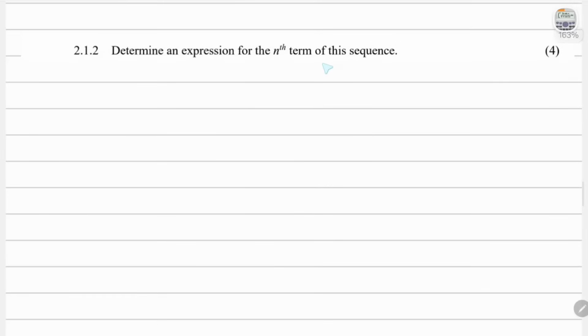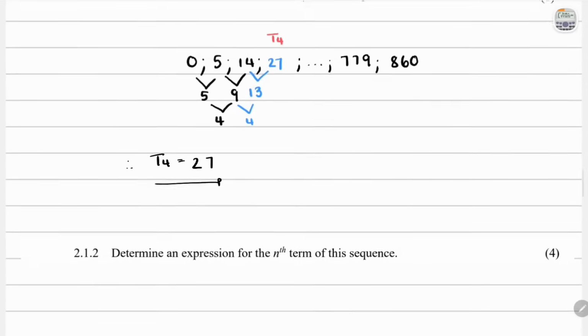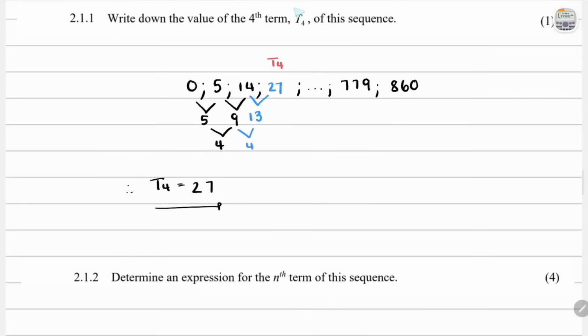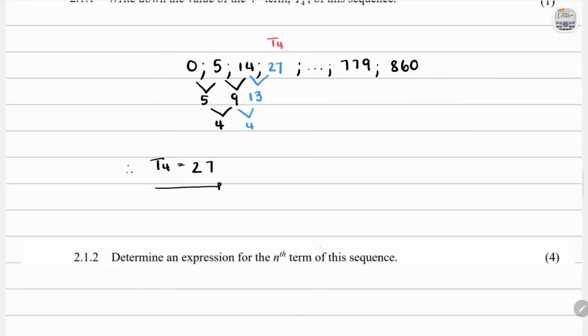Question 2.1.2 says, determine an expression for the nth term of this sequence. So we already have the first terms of the quadratic pattern, first difference, and the second constant difference. And that's all we need to find the Tn formula for this pattern. So we're going to take the first terms in each of these patterns and equate them to the following. The first term in the second constant difference will be equated to 2a. Then this will be equated to 3a plus b. And this will take a plus b plus c is equal to 0.